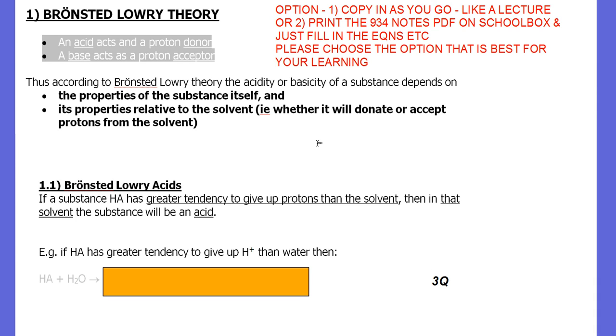The first thing is, Bronsted-Lowry basically said that an acid is a proton donor and a base is a proton acceptor, and that's critical for this course because from now on, that is our definition of what an acid and base is. An acid is a proton donor and a base is a proton acceptor.